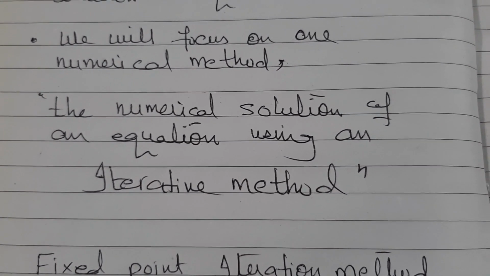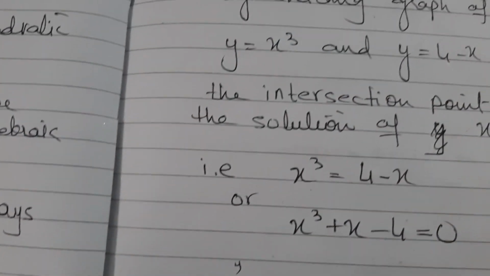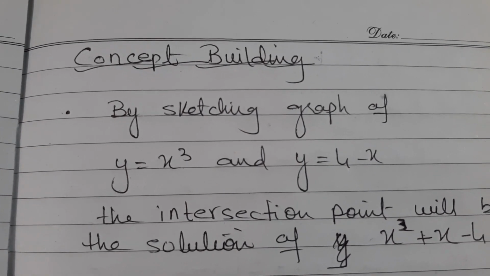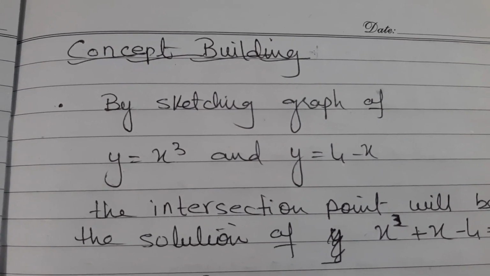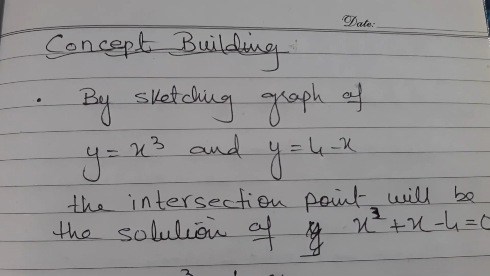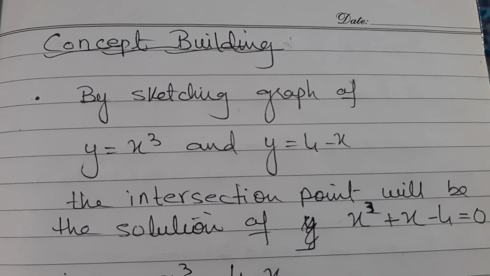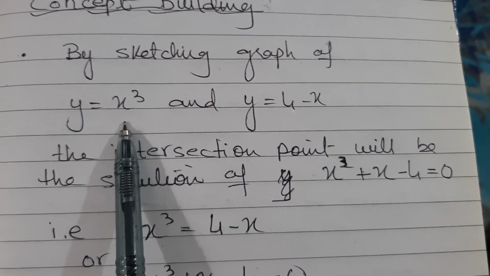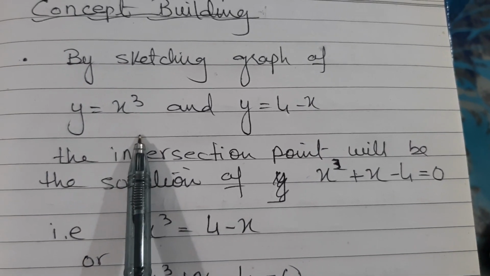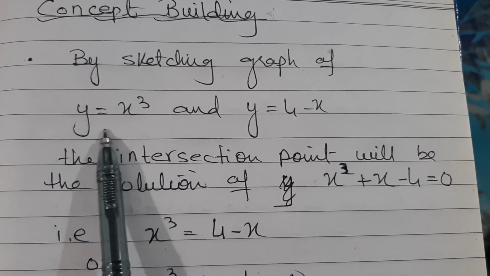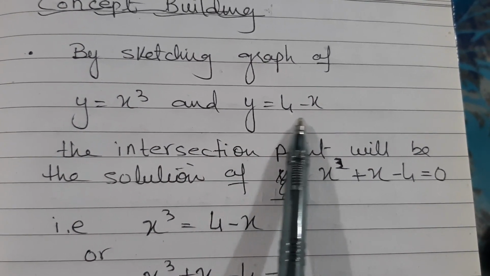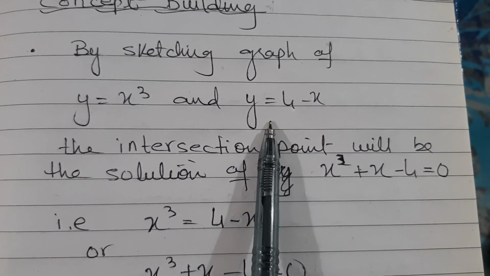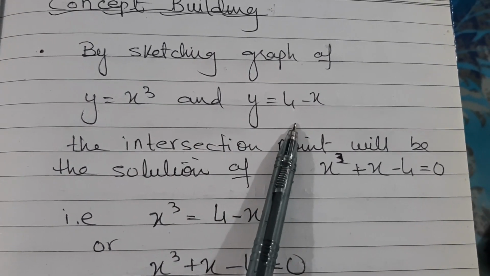Okay, so first I will build a little concept which will relate your knowledge with 11 maths basically. You have done this concept in 11 maths, so it is more or less the same type with a little difference. What you already know is that if you plot two equations on the same graph, for example, y equals x cubed and y equals 4 minus x, then where these two graphs intersect will be the solution of these two equations.